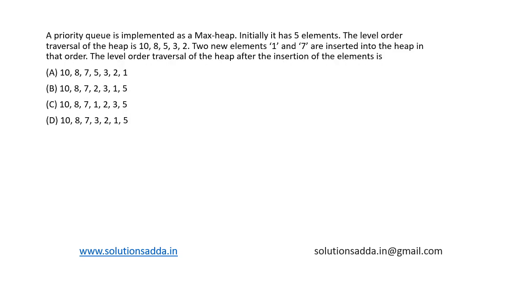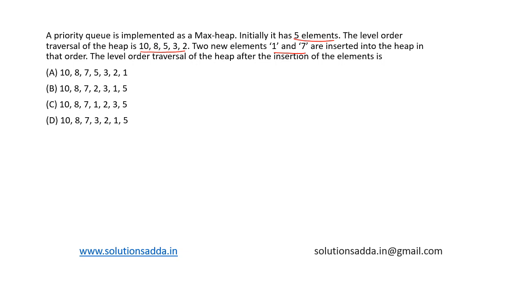This is a question from algorithms. A priority queue is implemented as a max heap. Initially it has 5 elements. The level order traversal of the heap is 10, 8, 5, 3, 2. Two new elements 1 and 7 are inserted into the heap in that order. The level order traversal of the heap after the insertion of the elements is?